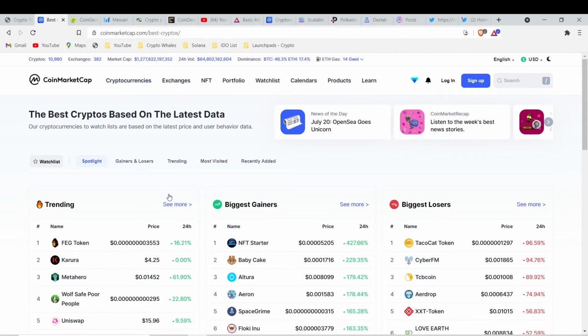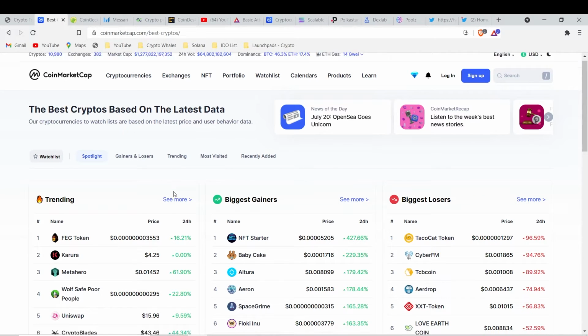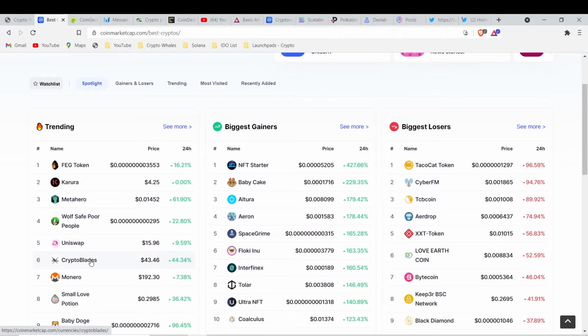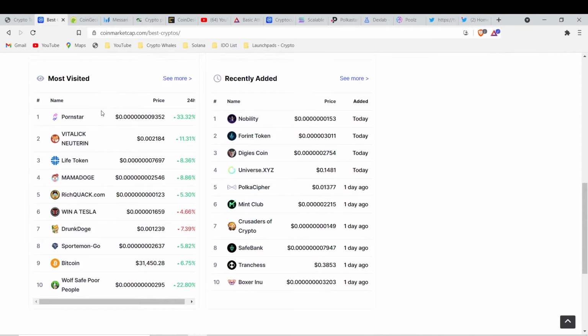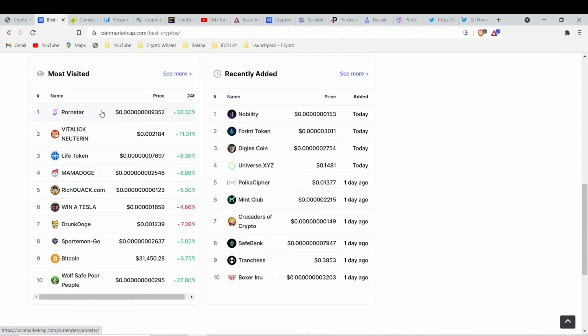Next up is Spotlight. Spotlight is a great place for you to look at the trending cryptocurrencies, the biggest gainers in the last 24 hours, and also losers in the last 24 hours. And then there's recently added, which we went through before, and also most visited, right? Which gives us some idea about what people are actually looking at apart from Bitcoin. In this case, quite surprisingly, right?